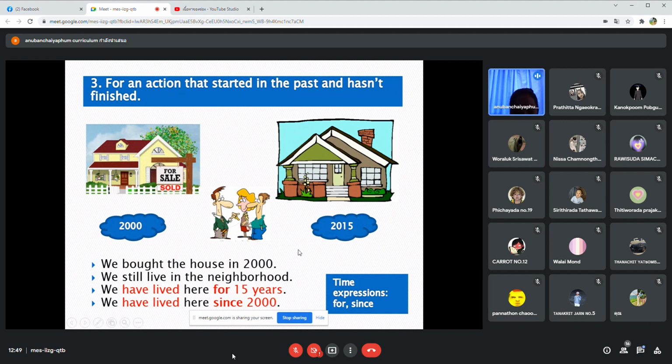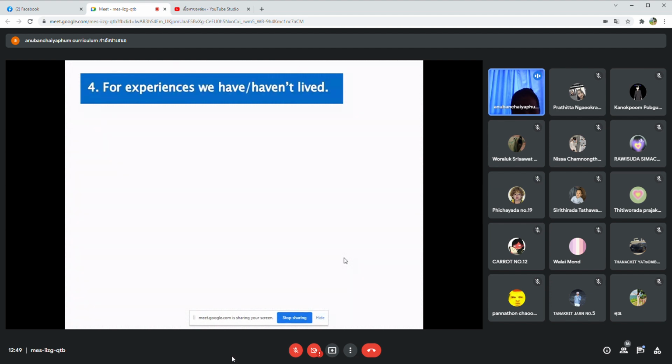Okay? But don't be confused. I'm just telling you about these uses. When you see the sentences, you can identify it. I just want you to know this one with examples. So don't worry about it. Don't get confused. Okay, next is number 4.